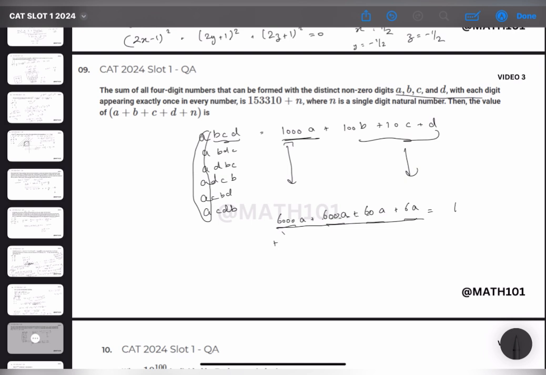So adding these 4, we'll get 6 into 1111 times A. We'll get 6 into 1111 times B plus 6 into 1111 times C plus 6 into 1111 times D. This will become 6 into 1111 times A plus B plus C plus D. So this becomes 6666 times A plus B plus C plus D.